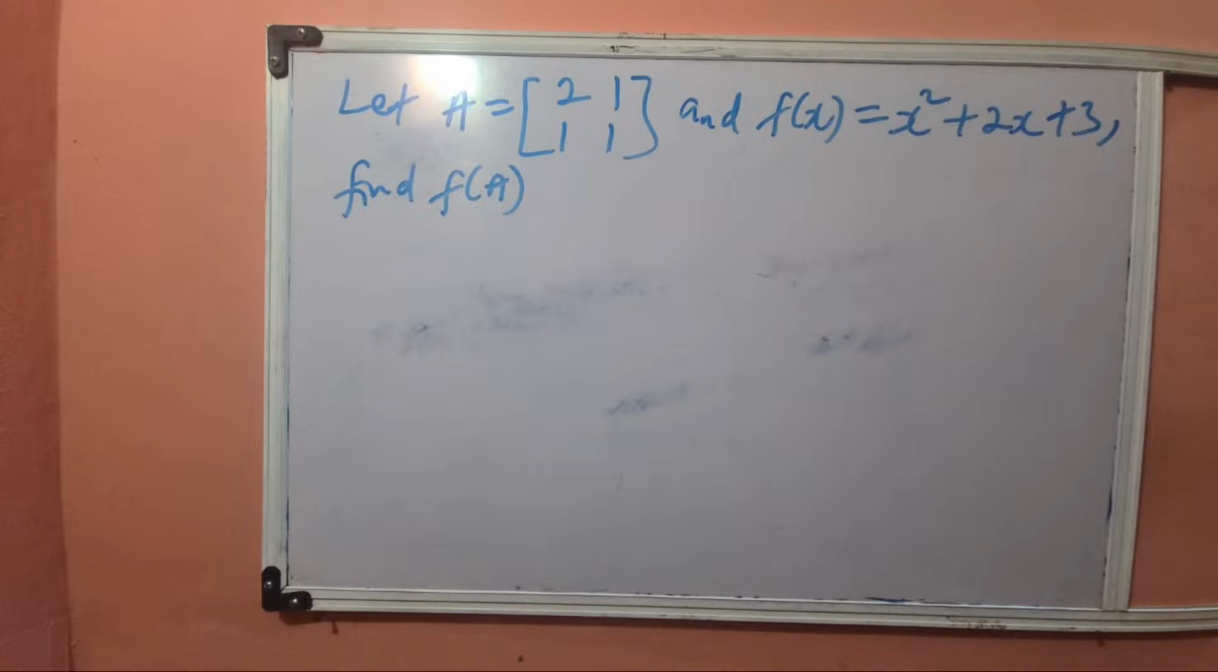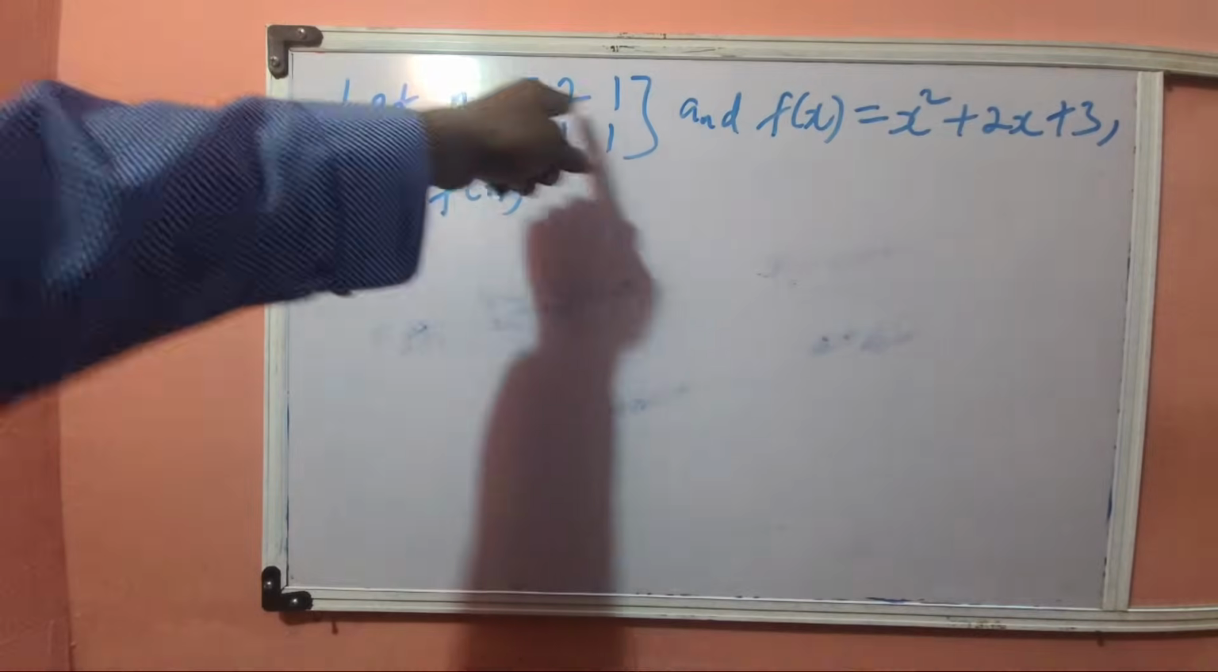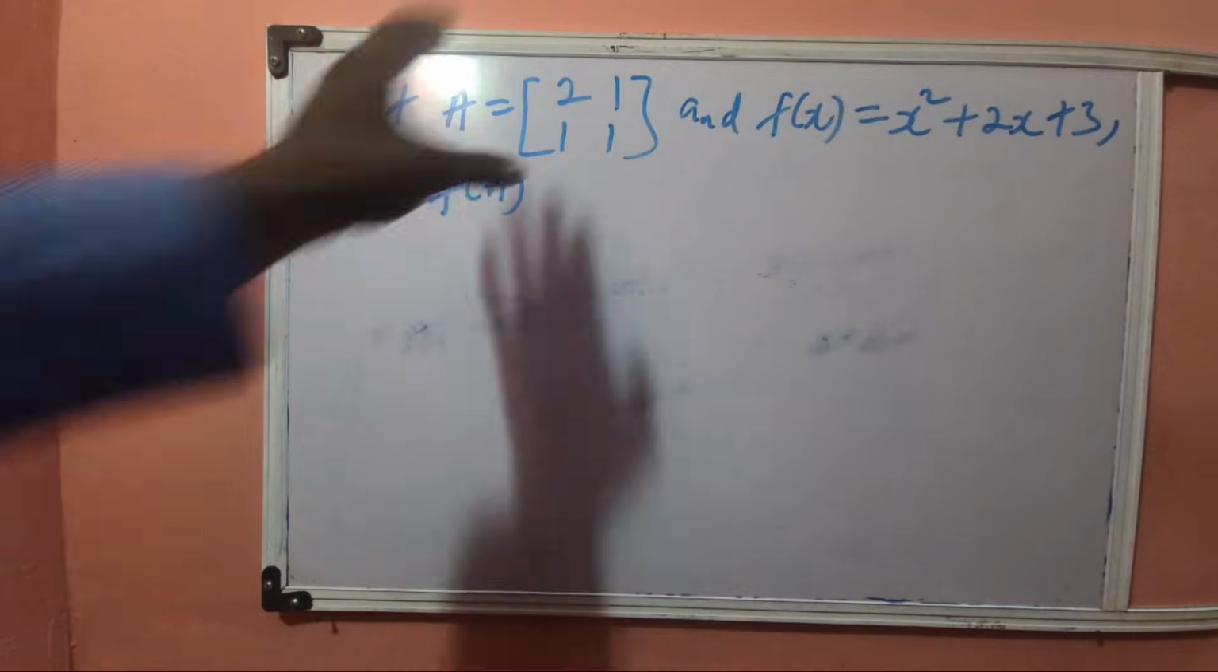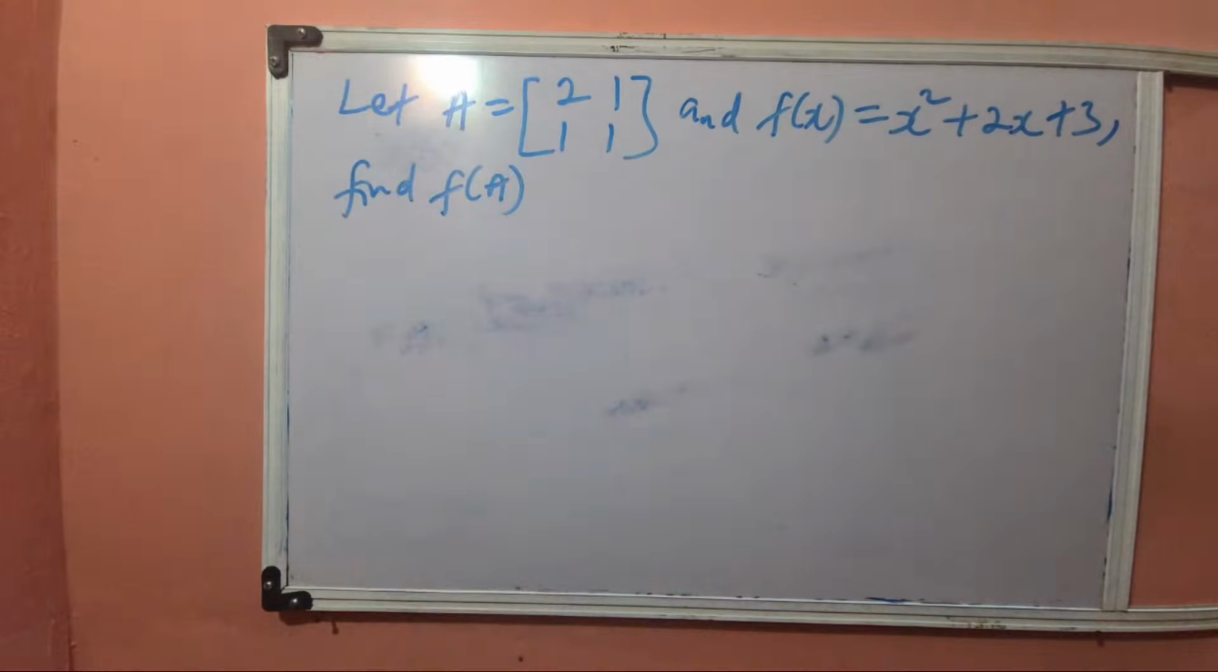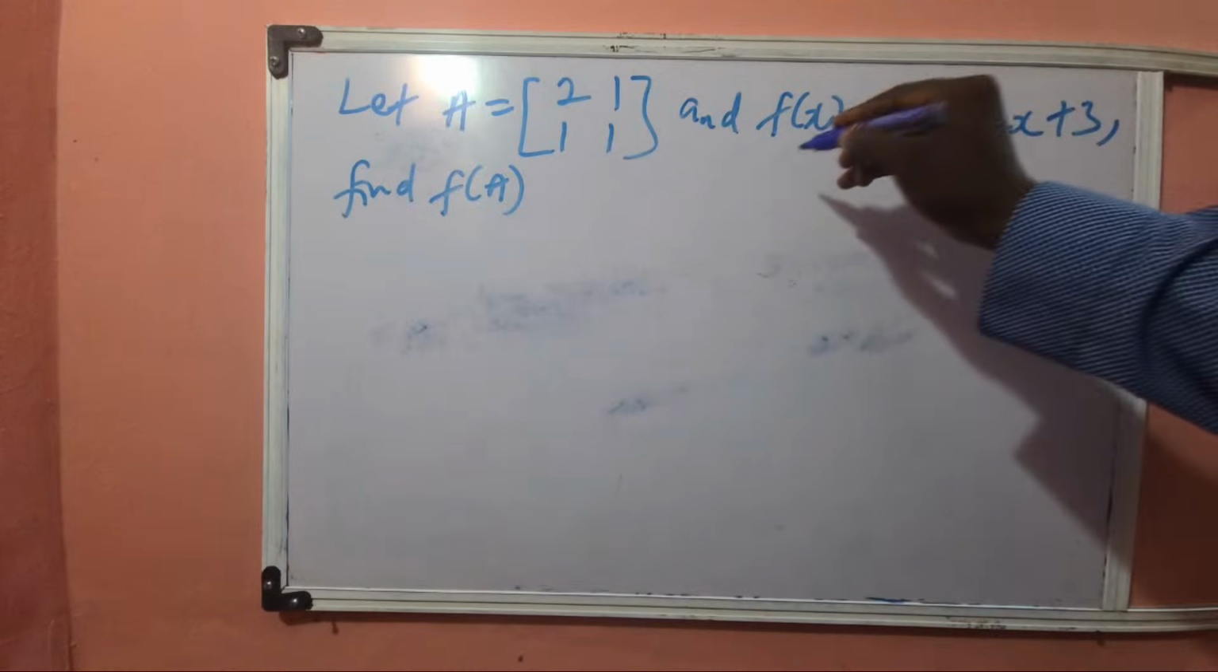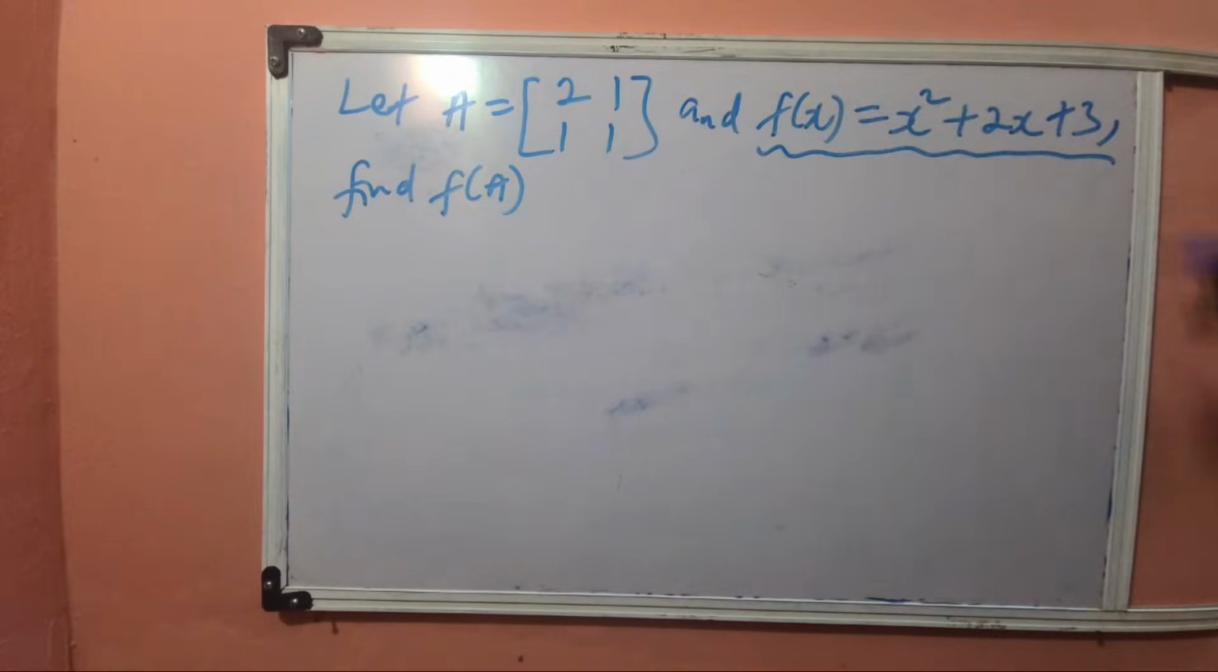They told us that a matrix A was 2, 1, 1, 1. That means this is the matrix A. They told us that there is a function, I believe a polynomial function, which was given like this.